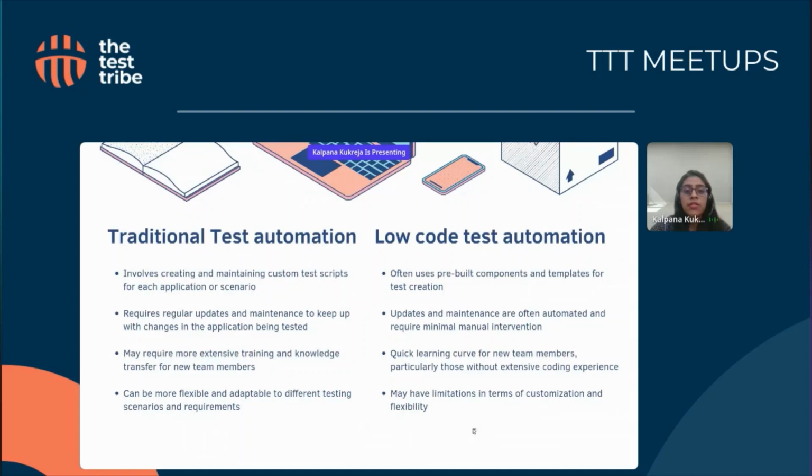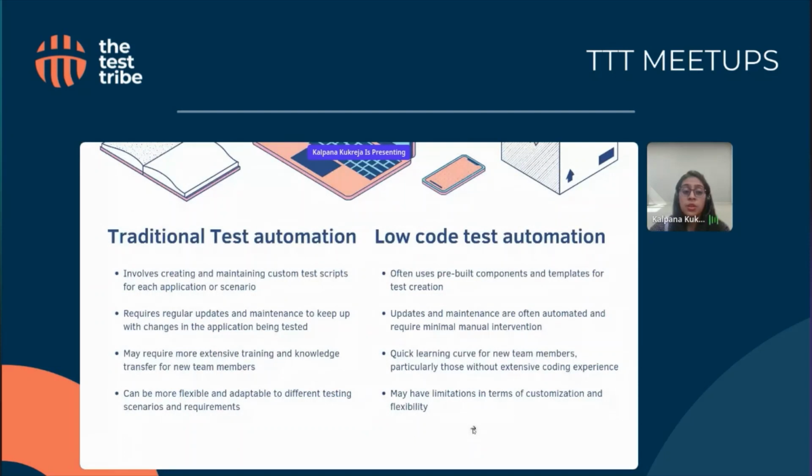So this is a brief comparison between the two of them. There are certain features which traditional test automation provides better than low code test automation. Traditional tools involve creating and maintaining custom test scripts for each application and scenario, whereas in low-code tools you need to use pre-built components. So it could be seen as a limitation of low-code tools to some extent, where there is not much scope for customizability compared to the traditional ones.